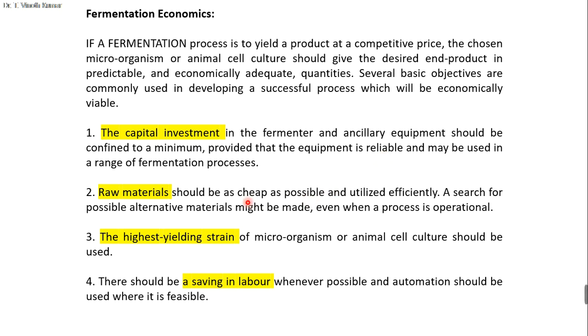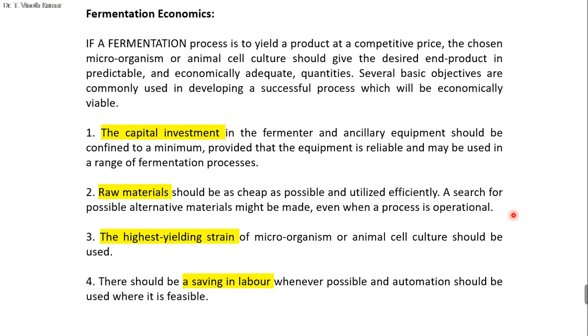And the raw material should be as cheap as possible, and utilized frequently and efficiently. You should not spend much cost on the raw material. A search for possible alternative materials might be made even when a process is operational. That means the raw material, for example the media components and media agents: if you are spending much more money on the media preparation, that will increase the cost of your product. So you have to be very careful in that case.